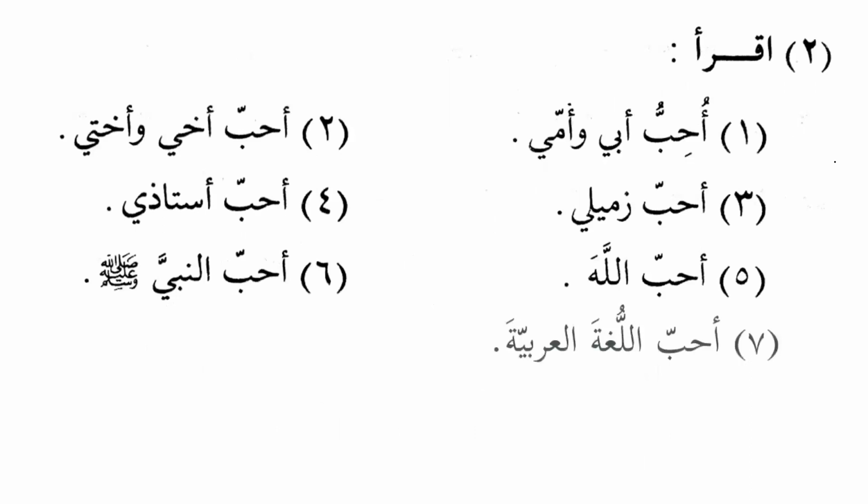اقرأ, read. أحب أبي وأمي. I love my father and my mother. Similarly, we have أحب. Now we can see that here we have dhamma, u, and here we have dhamma, u. But in the next part of the exercise, we don't have dhamma over here. So that means we have to put it by ourselves. Following the example, أحب أخي وأختي. I love my brother and my sister.